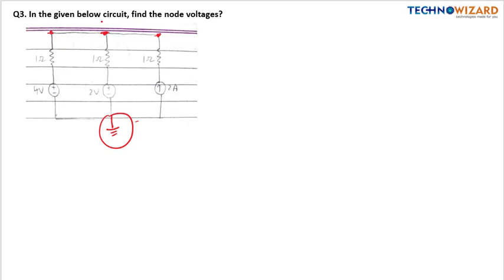So I am taking this as a single node, that is V1. Now I am applying nodal analysis here. The current I1 is flowing like this, I2 is flowing like this, and I3 is flowing like this. So by applying KCL I can write I1 plus I2 plus I3 is equal to 0.